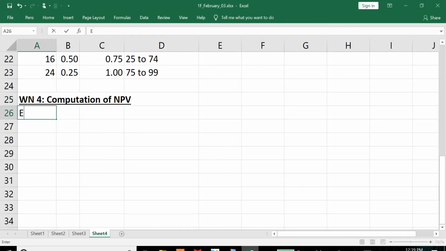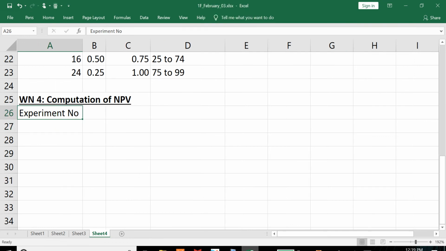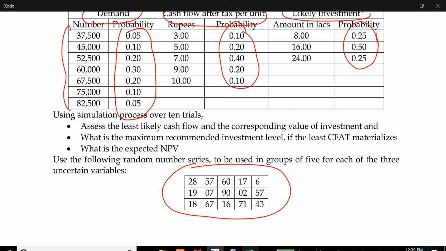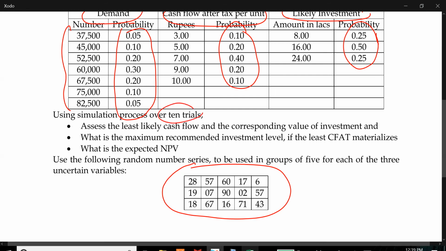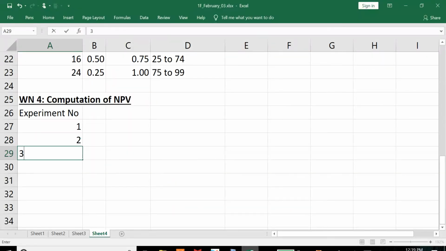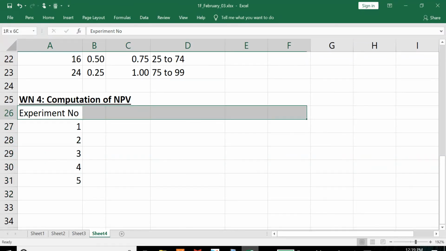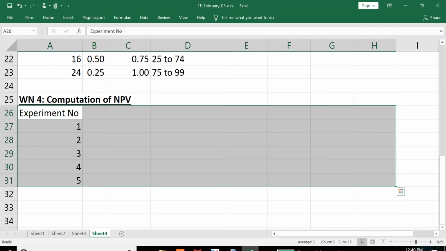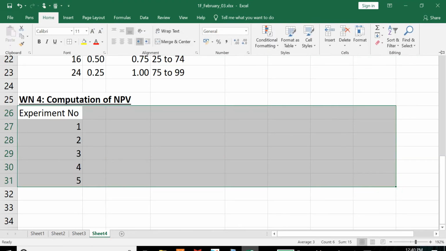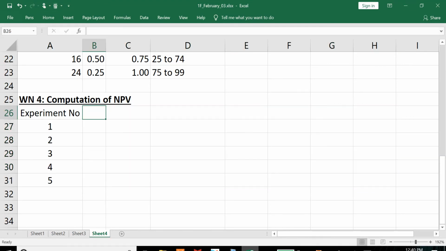Now write experiment number. The first column is experiment number. The question has talked about 10 trials, but I have given only 5 data, so just change it to 5 trials. We'll do only 5 trials. Experiment number is 1, 2, 3, 4, 5.